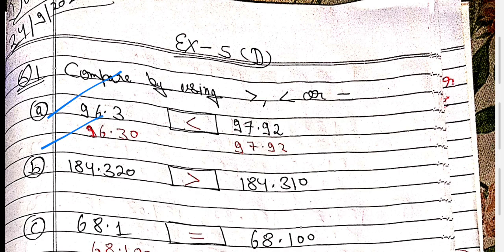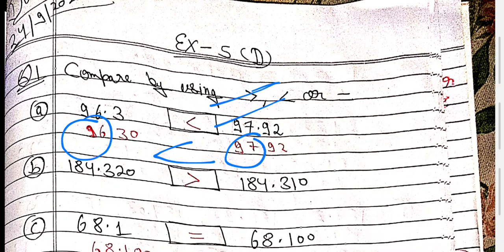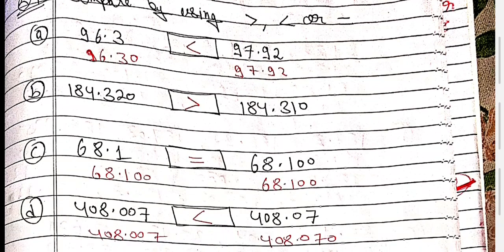Now it is also 97.92. Now after the decimal they have two places. Now just compare, it is 96, it is 97. Obviously 96 is less than 97, so you have to write here less than. Now come to this, they have three decimal places, so it is a like fraction. Simply compare 184, both are the same. Now just check 0.320 and 0.310. So 320 is greater, so write here greater than.